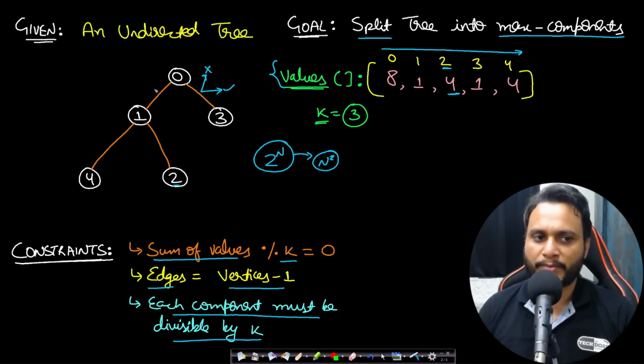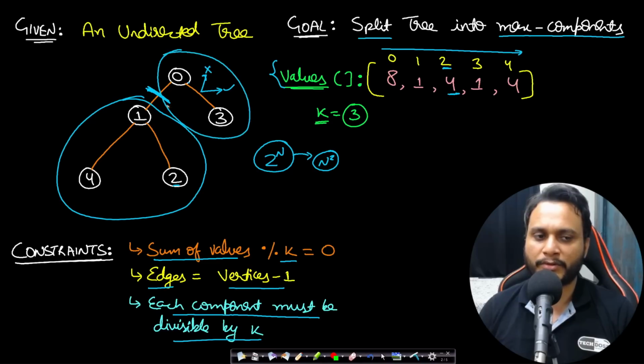Now for this example, if I remove this edge between this 0 and 1, then it will create two components having 1, 4, 2 on one side and 0, 3 on the other side, where the sum on the left side 1, 2, 4 is 1 plus 4, that is 5 plus 4, 9. So here the sum is 9, and if you take mod of 3, it will be 0. And on the other side it is 8 plus 1, because it has nodes 0 and 3, right? So 8 plus 1 is 9, and again 9 mod 3 will be 0.